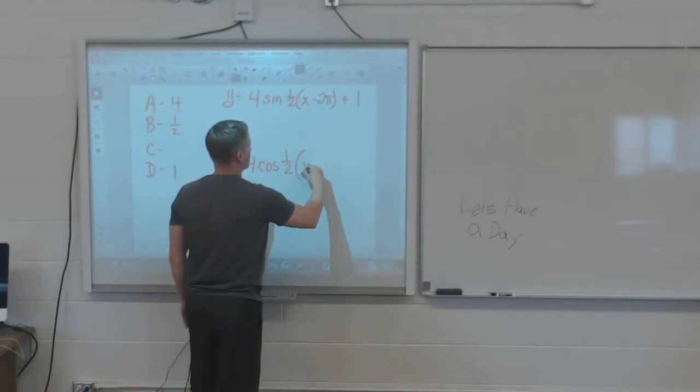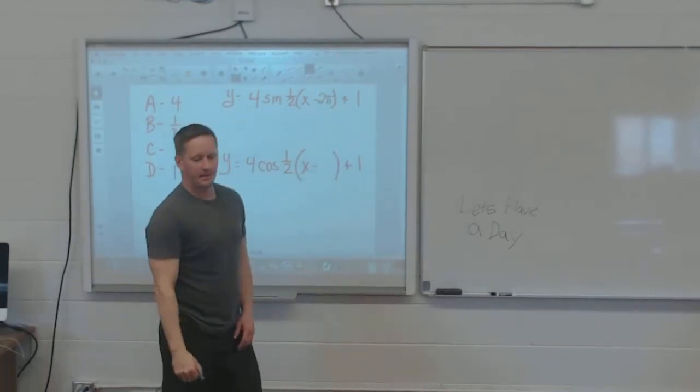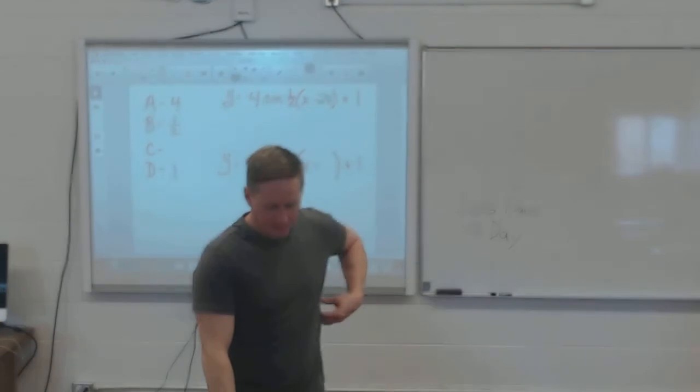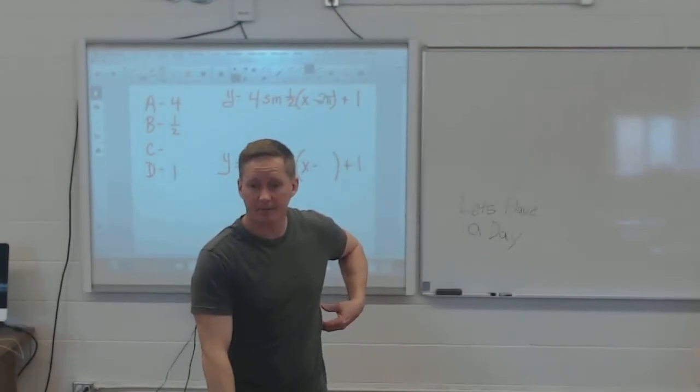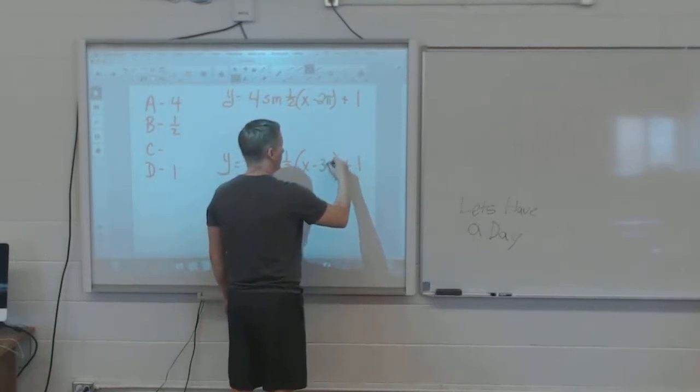It's usually easier to explain this using cos. Where does my first maximum value occur? 3 pi. Sure. So I can make that 3 pi.